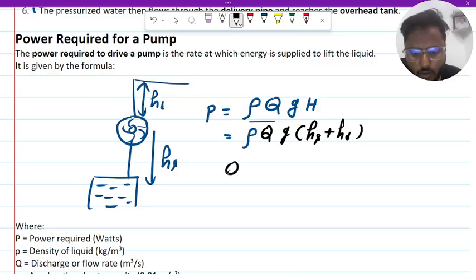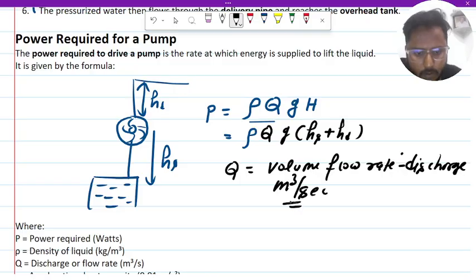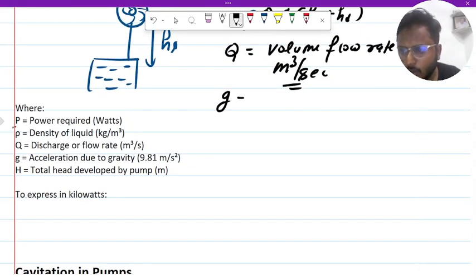What is Q? Q is the volume flow rate, or we can say discharge, and the unit is meter cube per second. Unit of this Q is meter cube per second. Small g is the acceleration due to gravity, and I have already mentioned all the parameters.